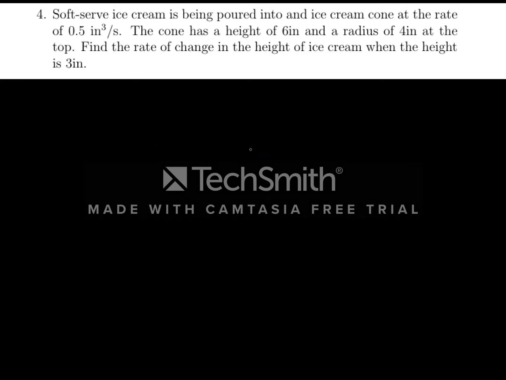So, wondering about this problem, we circle our values. So we know something about the rate. It's 1/2 cubic inches per second. We know the height of our cone is 6 inches, and the radius of our cone is 4 inches. And we want to know what is the rate of change when the height of the ice cream is 3 inches. So underlining our question, it is find the rate of the change of the ice cream when the height of the ice cream is 3 inches.